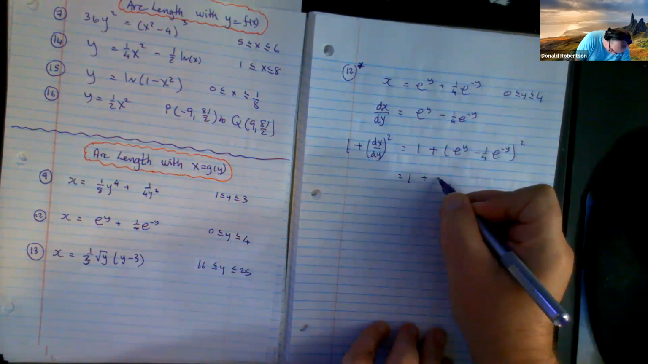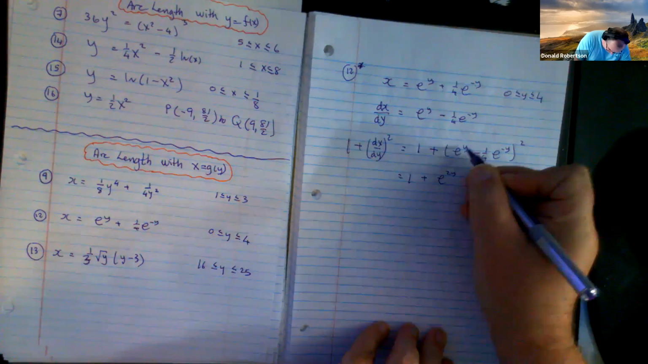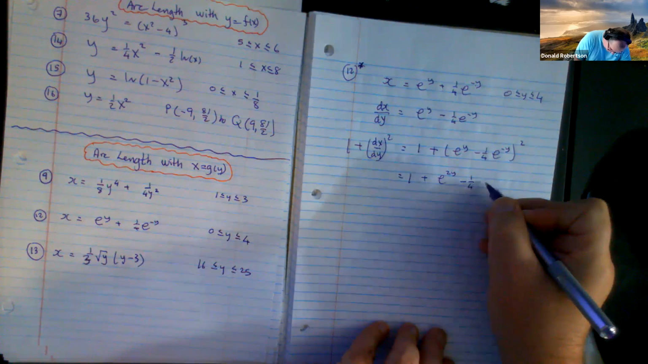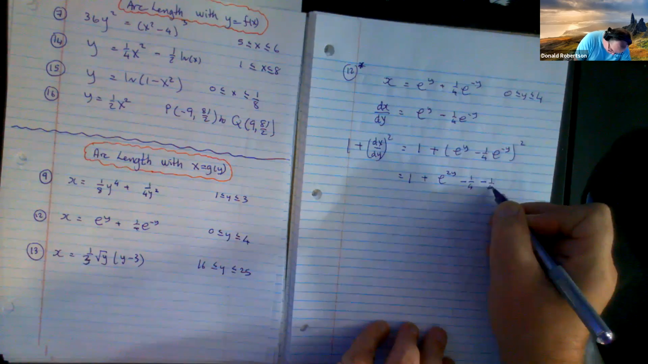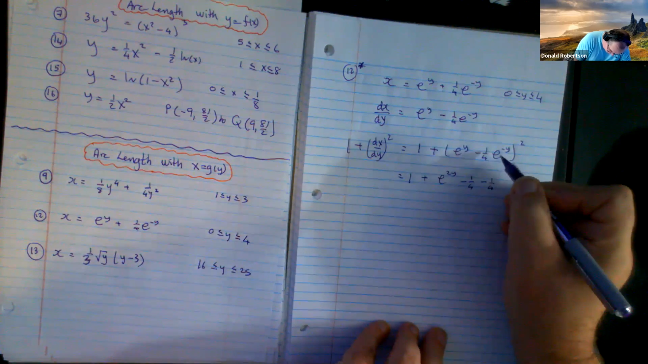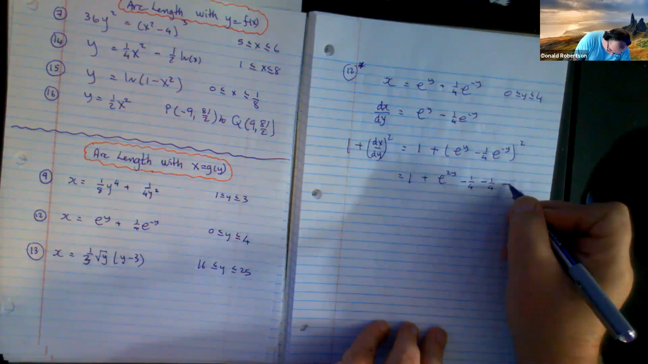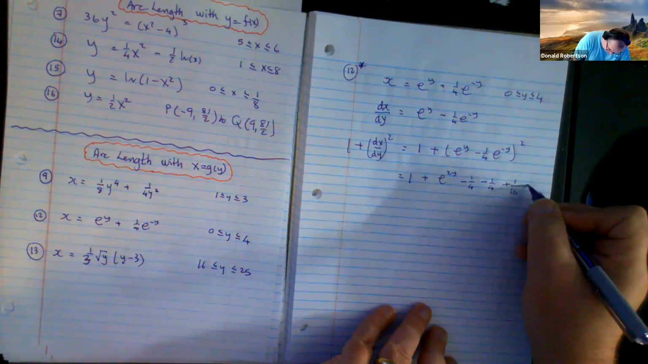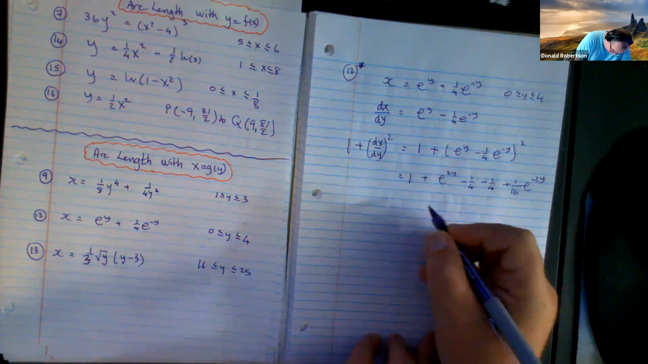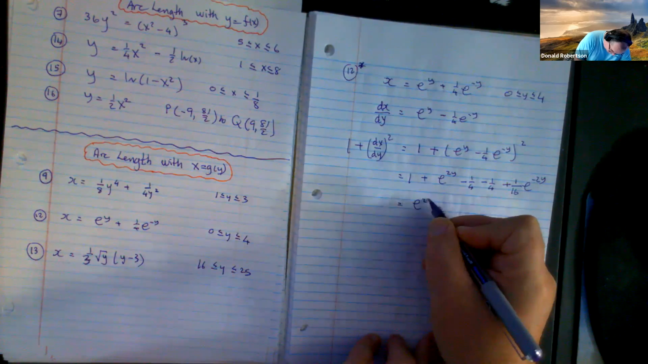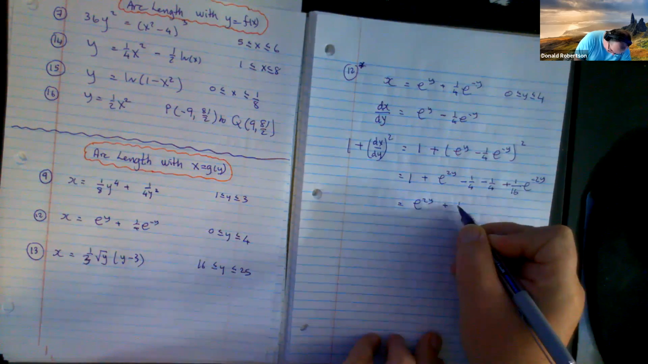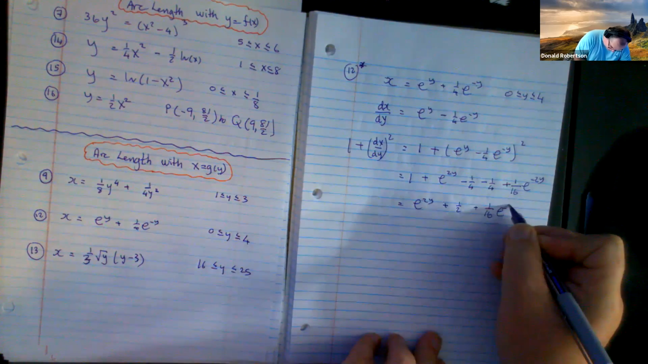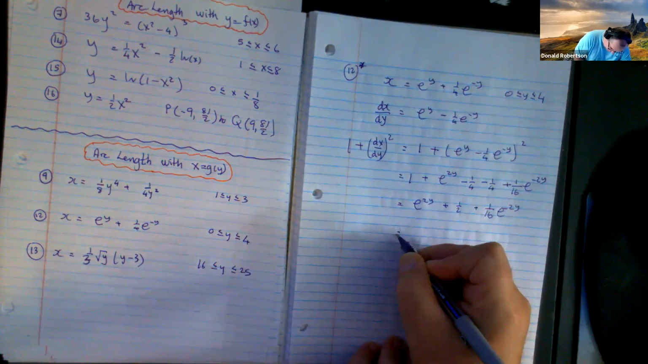When you FOIL it, e to the y times e to the y gets you e to the 2y. You get a -1/4, then another -1/4. And when you take this guy and multiply him by itself, you get plus 1/16 e to the -2y. And when you combine all the numbers, you get the classic 3 terms.